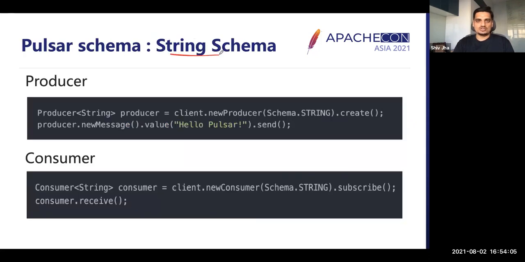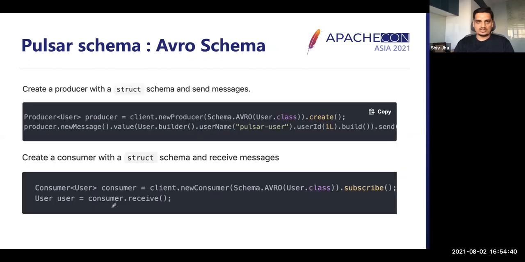If you want to use a string schema, you tell your producer that you want to use a string, and you make a new producer. You say schema.string, and then you say, hey producer, send this new message, which has the value as a string. You can have any structure in this. You can have maybe a JSON serialized string or something, and all of that works. And then the consumer knows that this is JSON, so it deserializes it. On the consumer side, you again say that I want to use string. You define the schema type, which is schema.string. And then when you receive, you get back your string data.